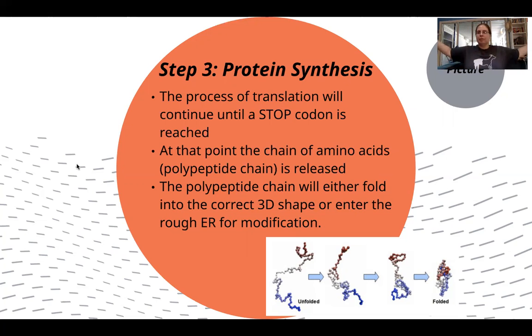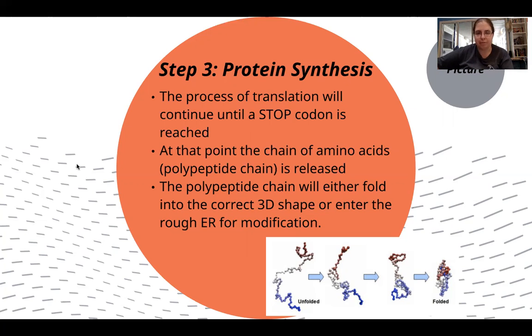Think of it like a long piece of yarn. I mean, it's fun to play with, but you know, nothing can be done with it. However, if you take that long piece of yarn and knit it, you can turn it into a hat. A hat has a function. It keeps your head warm in winter. That's kind of what is going on in step 3 of protein synthesis.